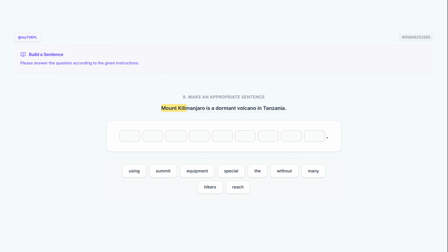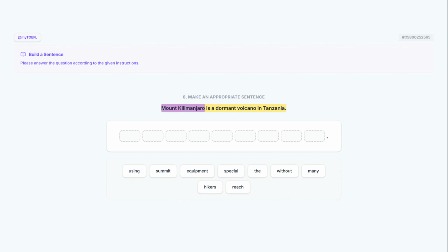Mount Kilimanjaro is a dormant volcano in Tanzania. This sentence introduces Mount Kilimanjaro as a dormant volcano in Tanzania. Given this geographical context, the following sentence will likely describe the activity of people who visit the mountain and their physical journey to the top. Now, let's arrange our scrambled words to form the correct sentence.